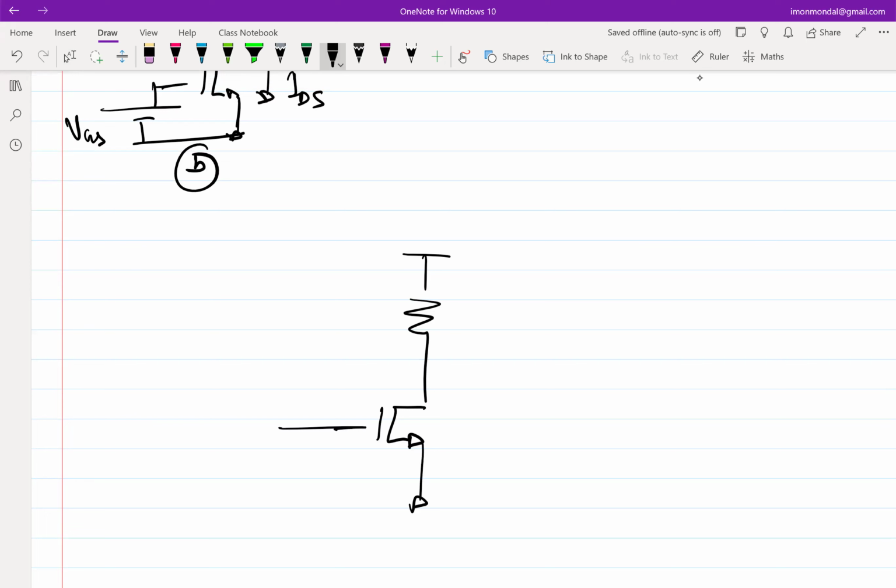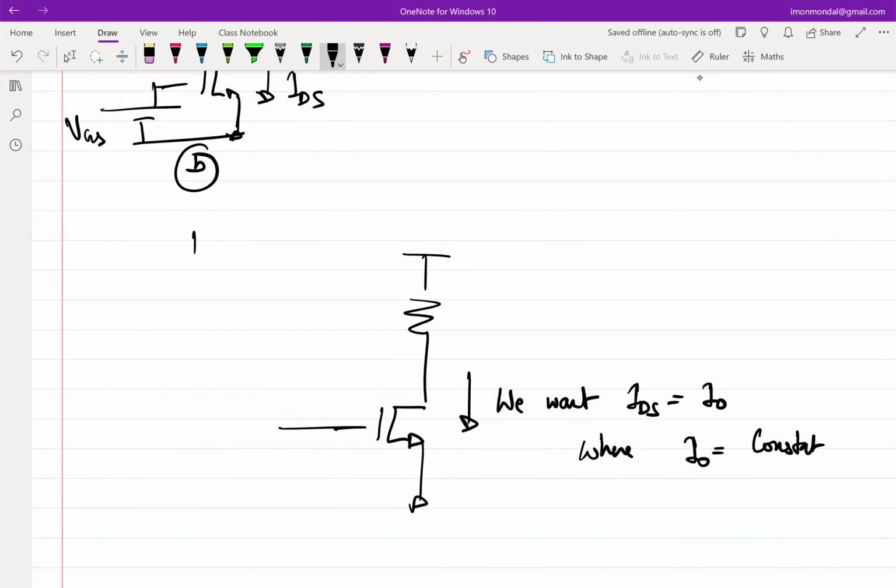I want to bias it with a constant current source, which means at quiescent, I want this current to be equal to I naught. So it's important to first address what we want. So we want IDS to be exactly equal to I naught, where I naught is equal to constant.